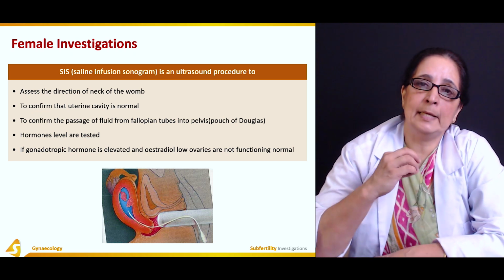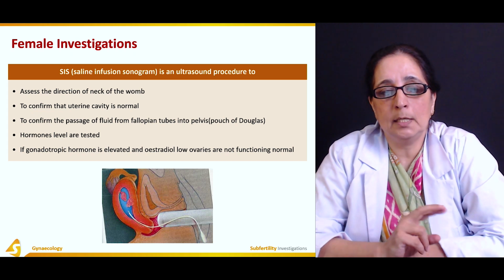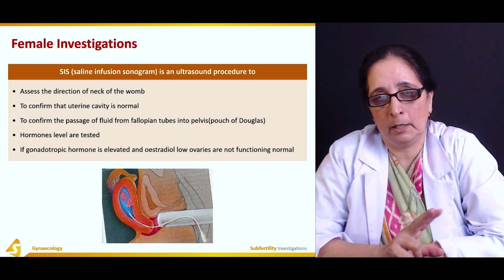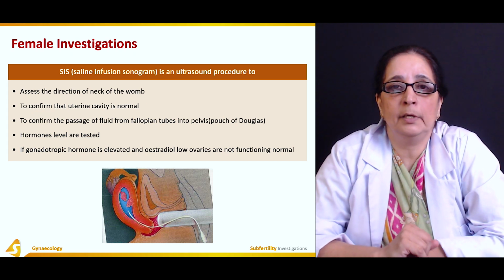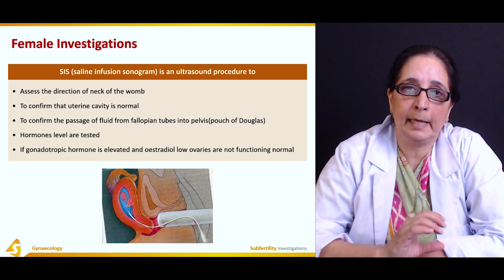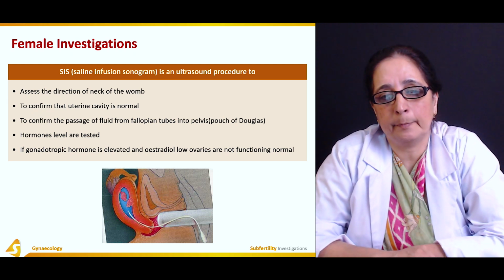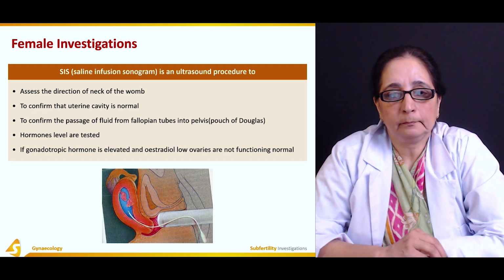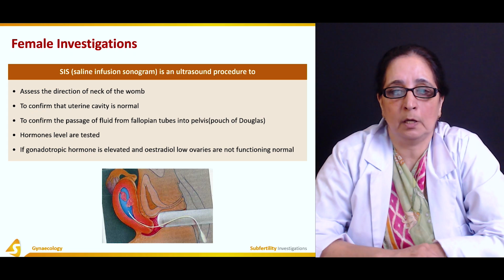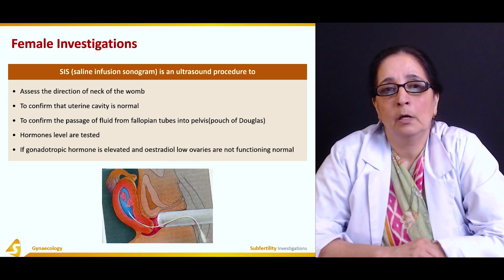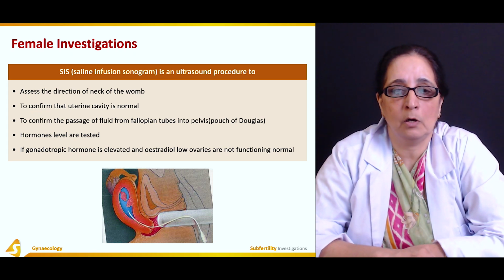So it basically diagnoses three very important things. One is the direction of the uterus or the neck of the uterus. It finds out if there is any abnormality in the cavity of the uterus, if there is any growth, if there is any septum or polyp. And thirdly, it finds out if the fallopian tubes are open or not, or if there is any blockage in the fallopian tube or not.